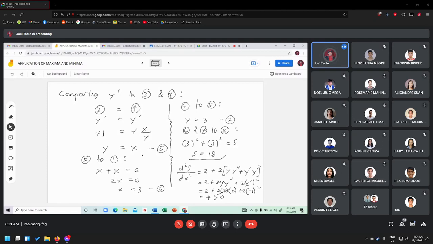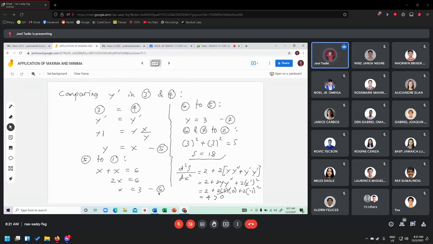So if y is equal to x, we substitute this to equation number 1, so x plus x equals 6. Then 2x equals 6, our x is equal to positive 3. So if x is equal to positive 3, from our equation number 5, it is equal to y. Therefore, our y is equal to positive 3 also.